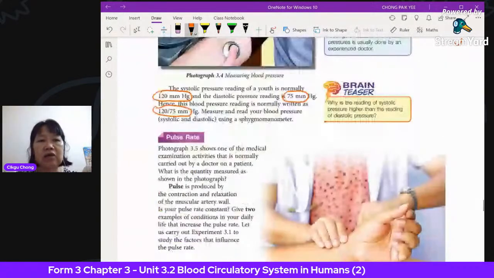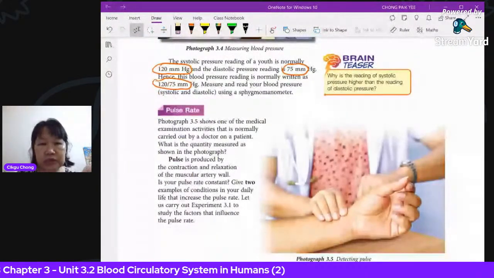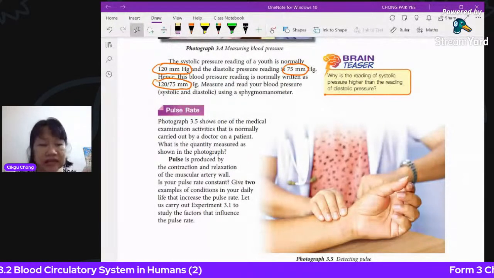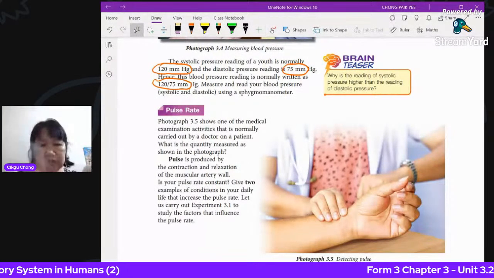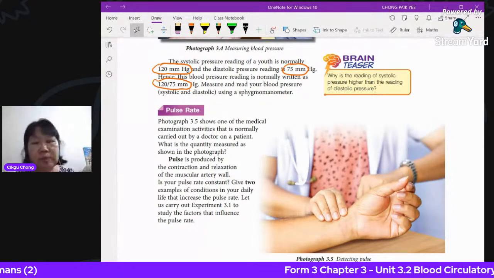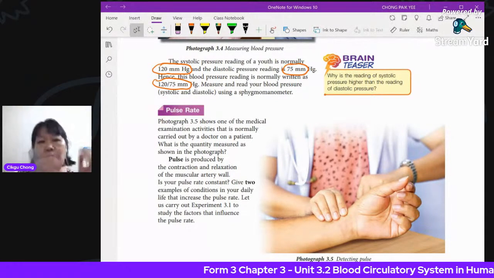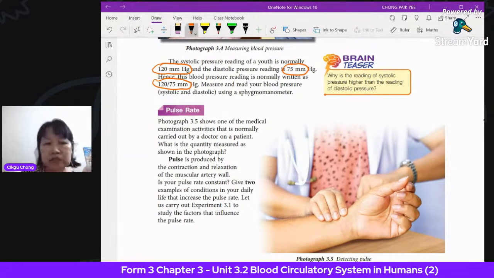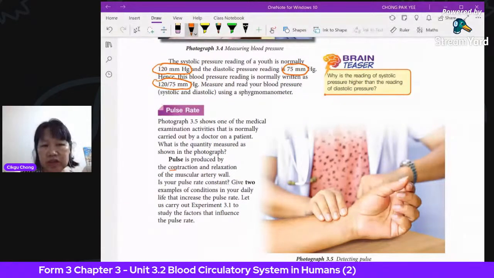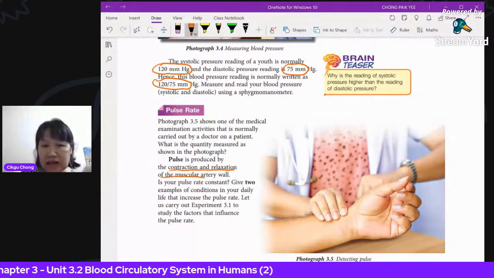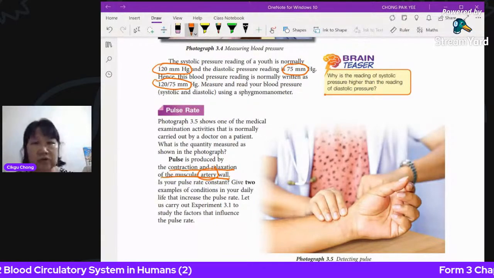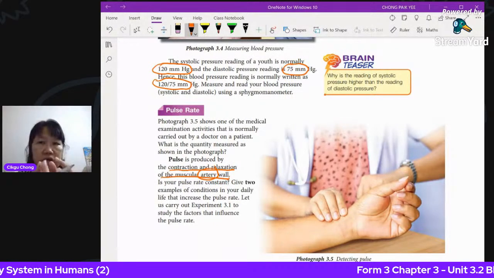And then how to measure your pulse rate? Here it's very easy for the sensei and the Chinese doctors. You just put 2 fingers. Now the pulse, you can measure the pulse. Where do you get the pulse? The pulse is produced by contraction and relaxation of the muscular artery. So remember, it's the artery that has the pulse because the artery is elastic.